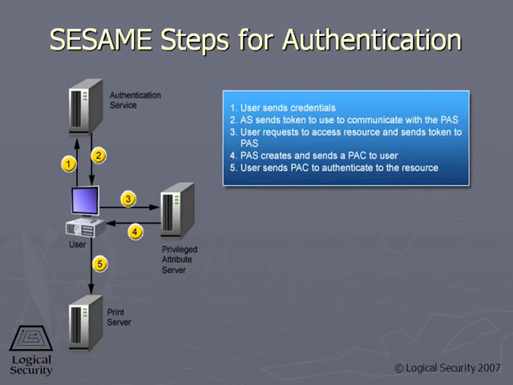So SESAME, same thing as Kerberos really, but it uses asymmetric cryptography, and it calls the same types of components that carry out basically the same type of functionality, different names, like the Privilege Attribute Server instead of the TGS, a PAC, a Privilege Attribute Certificate instead of a ticket.